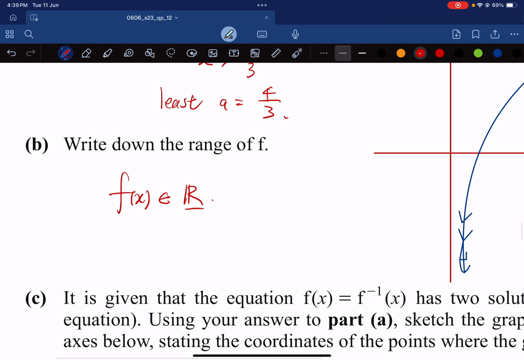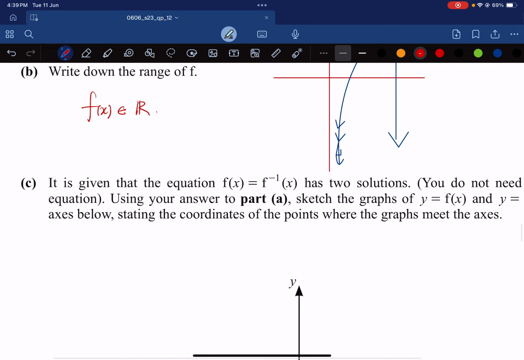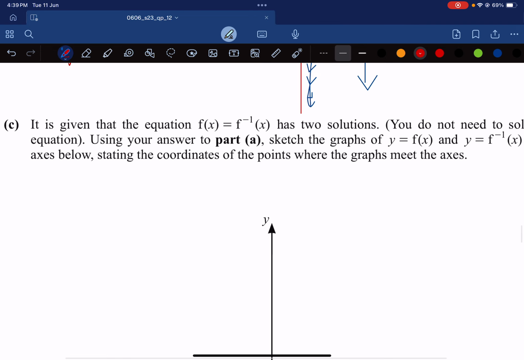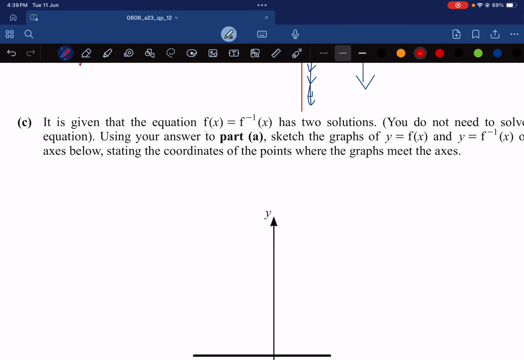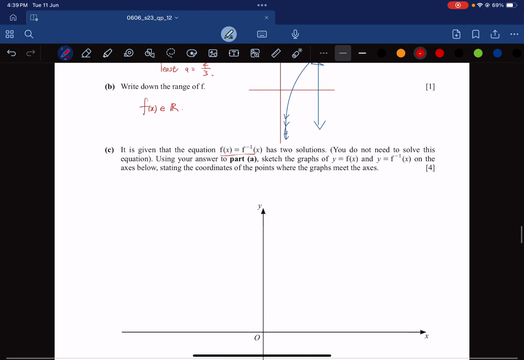It can mean that, in other words, it can be any real number. Okay, there are no restrictions, right? All right. So it's given that the equation f(x) equals k has two solutions. You do not need to solve this equation. Use the pencil to sketch it.